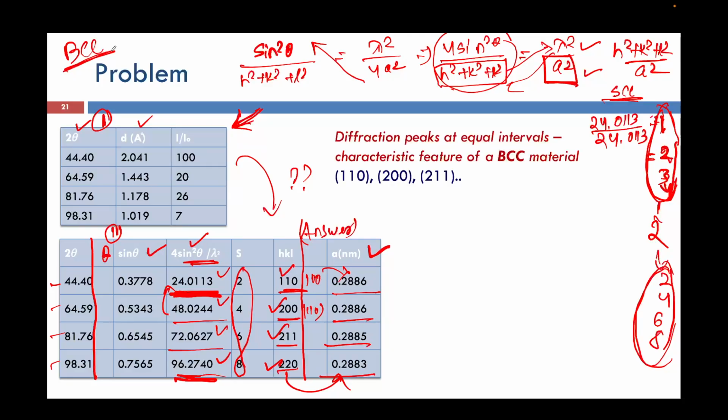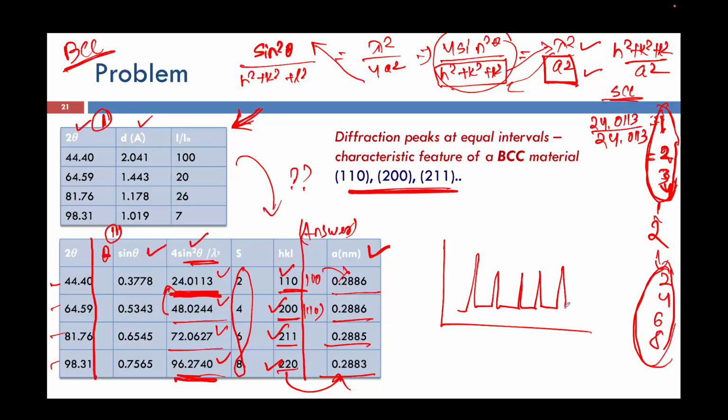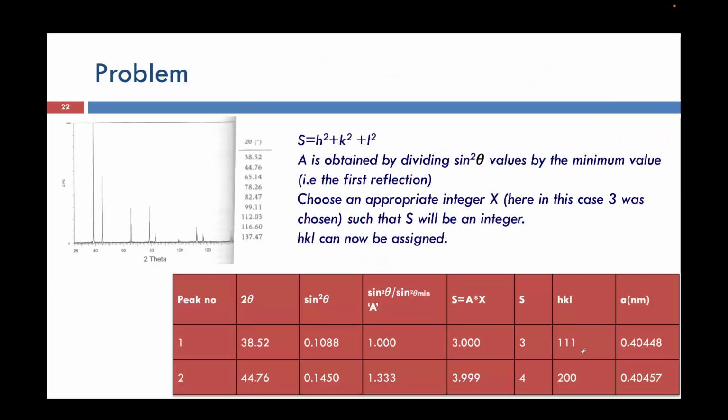And the interesting part to see the BCC crystal structure is that all the peaks will be appearing at equal intervals. That means if you are getting peaks like this at equal intervals, then it is most likely a BCC material. So by looking at a normal diffraction pattern, you will be able to see the difference between BCC and FCC.